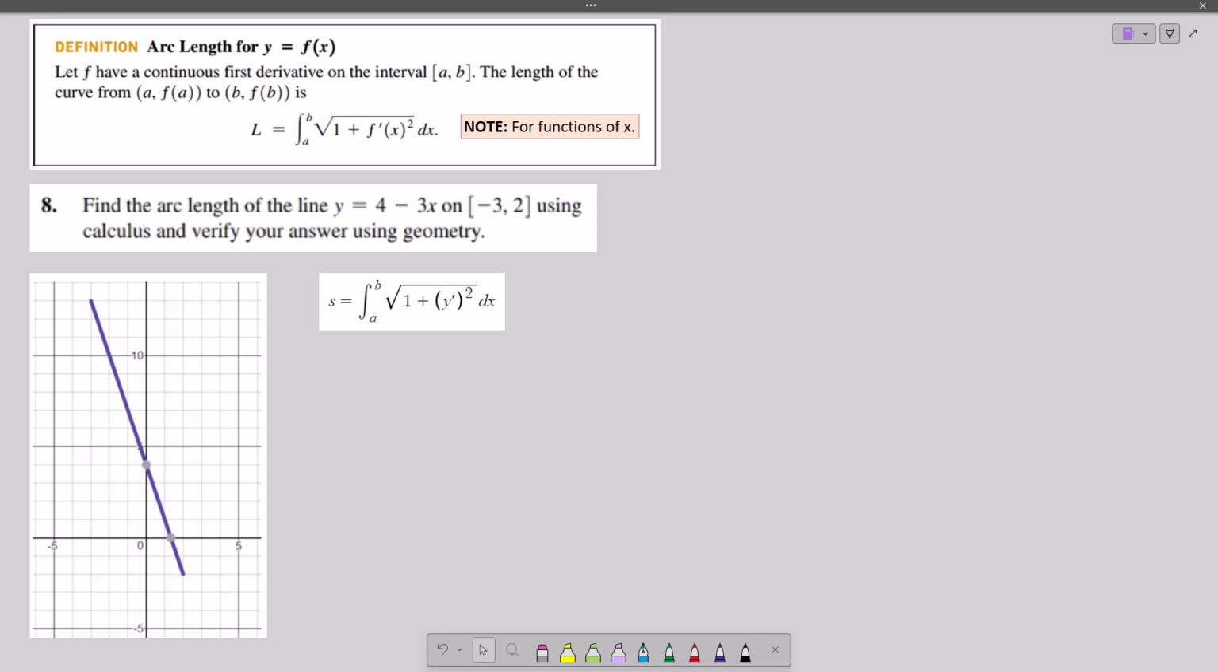So we've got our function right here. The only thing we have to do is take its derivative. What's the derivative of that function? Negative 3. It's a line. The derivative of a line is its slope. So -3. And then we plug it in.